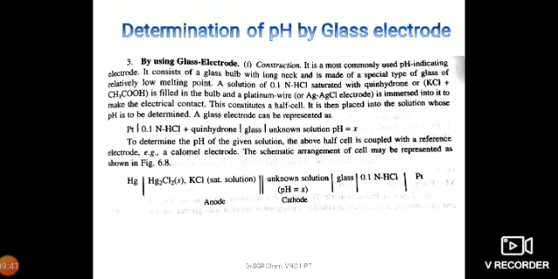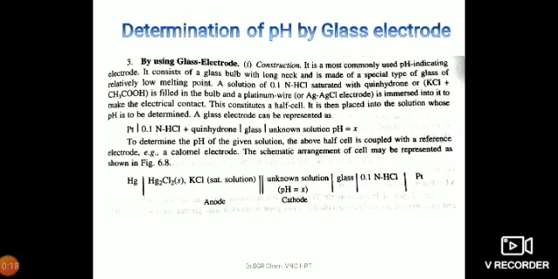The construction is the most commonly used pH indicating electrode, and it consists of a glass bulb with a long neck, made up of a special type of glass of relatively low melting point. A solution of 0.1N HCl saturated with quinhydrone, or KCl plus acetic acid, is filled in the bulb and a platinum wire is immersed into it to make the electrical contact, and this constitutes a half cell. It is then placed into a solution whose pH is to be determined.